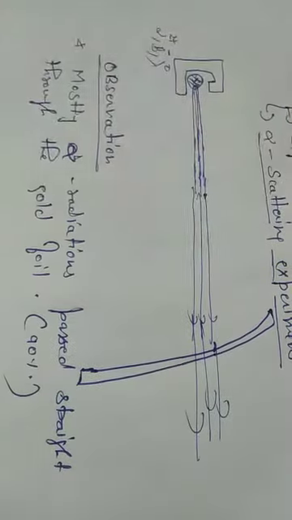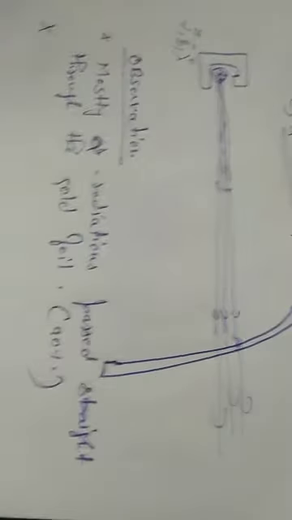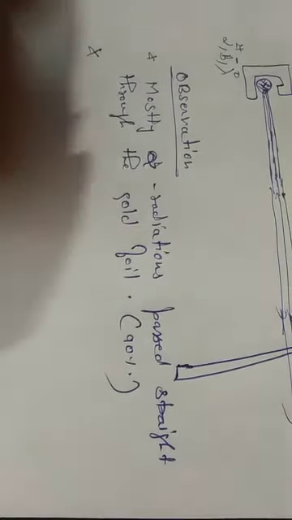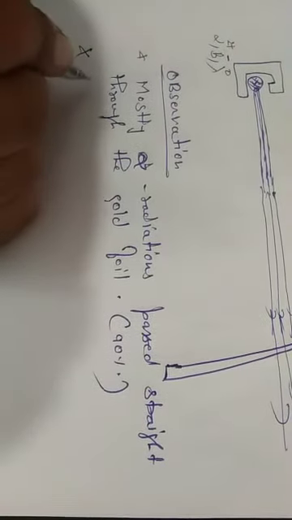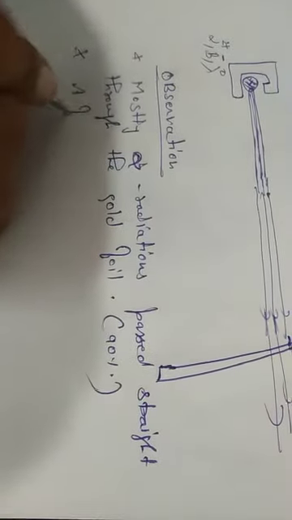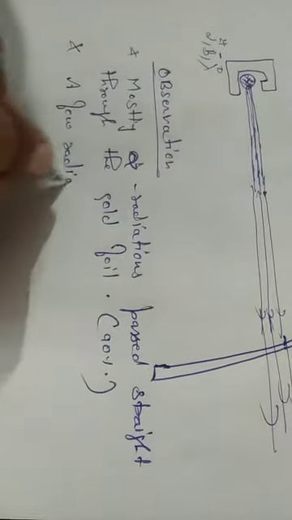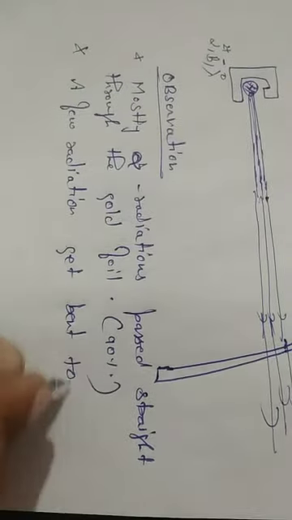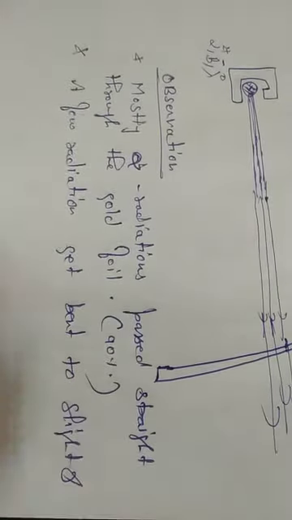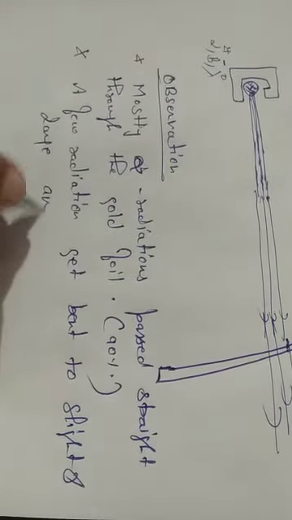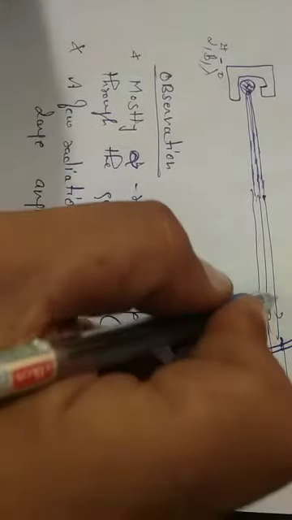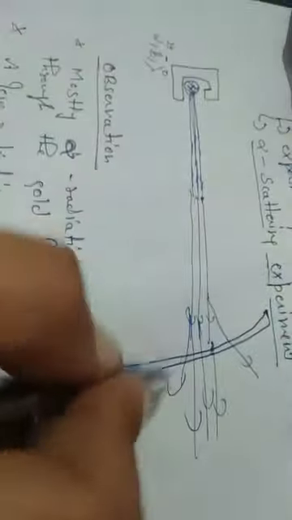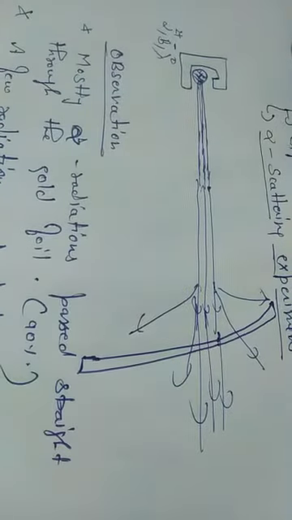Second observation he made in the practical: a few radiations get bent at slight and large angles. That is to say, some radiation bent at slight angles and some were bent at a larger angle from the gold foil. This is the second observation.